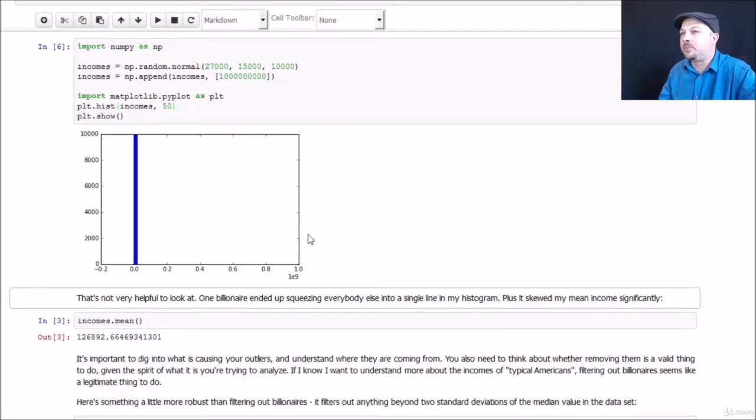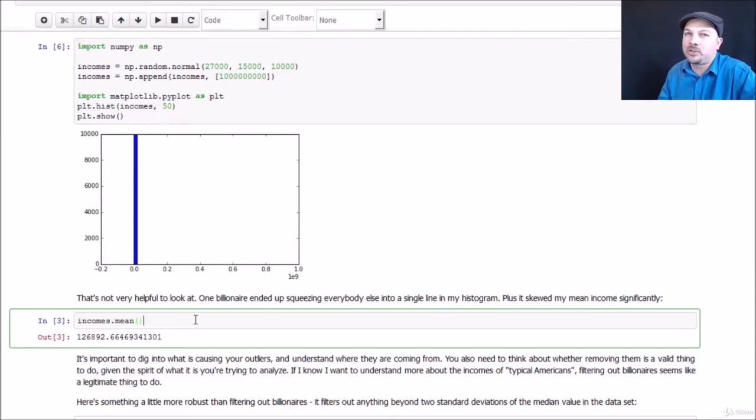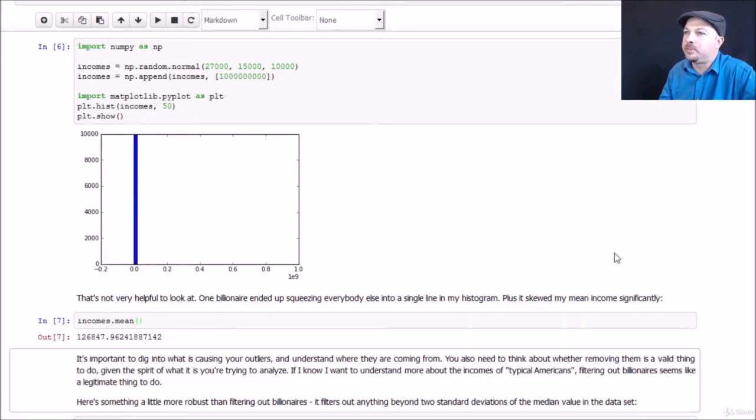The other problem too is that, if I'm trying to answer the question, how much money does the typical American make? If I take the mean to try to figure that out, it's not going to be a very useful number. He's pushed that number up all by himself to $126,000 and some odd change, when I know that the real mean of my normally distributed data that excludes Donald Trump is only $27,000. So, the right thing to do there would be to use the median instead of the mean.